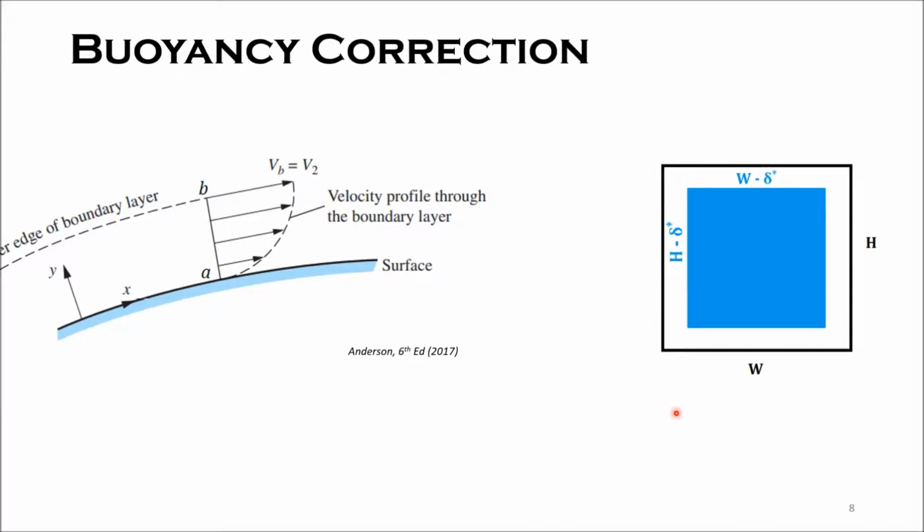The effective displacement thickness on the cross-sectional area of the test section is shown in the figure on the right, where the original width and height of the test section are reduced by delta star. Because of the viscous nature of air, as the air flows along the surface, the displacement thickness tends to increase. This effectively reduces the cross-sectional area along the length of the test section in the downstream direction.